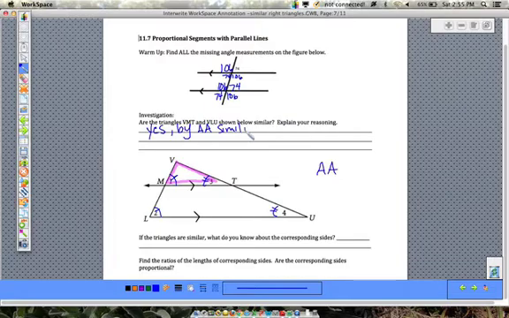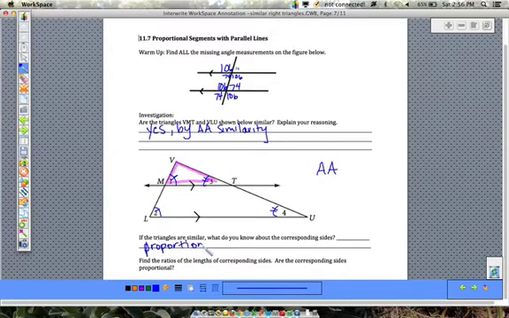So therefore, if we have a triangle created by a set of parallel lines within a triangle, the two triangles are similar. And they say if the triangles are similar, what do you know about corresponding sides? Well, then they're proportional. Had a couple classes say they're congruent.